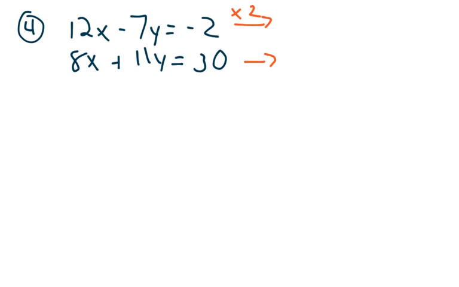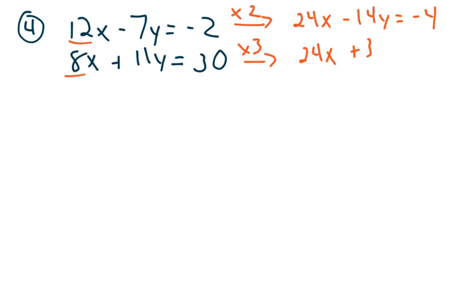So that means I'm going to multiply the first equation by 2 to get the x's to be 24. And I'm going to multiply the second equation by 3, because then 8 times 3 is also 24. Okay, so we'll multiply the first equation by 2, so that gives me 24x minus 14y equals negative 4, multiplying everything by 2. Second equation, we're multiplying everything by 3. So 8x times 3 is 24x, 11y times 3 is positive 33y, and 30 times 3 is 90.